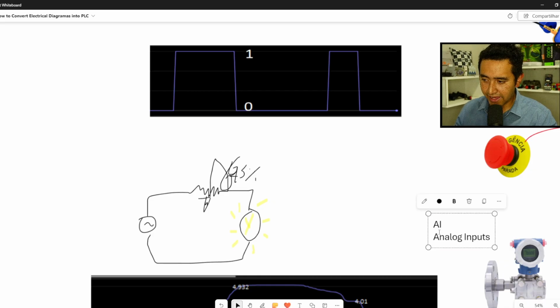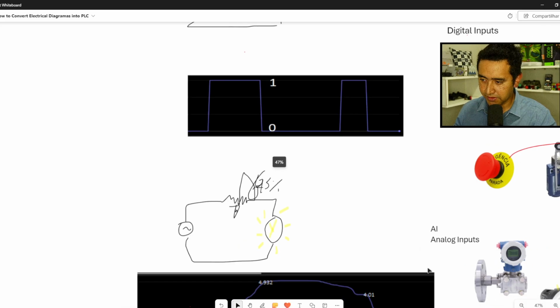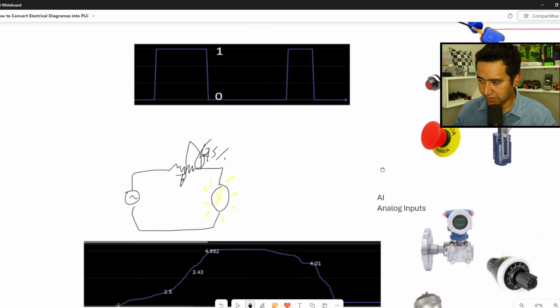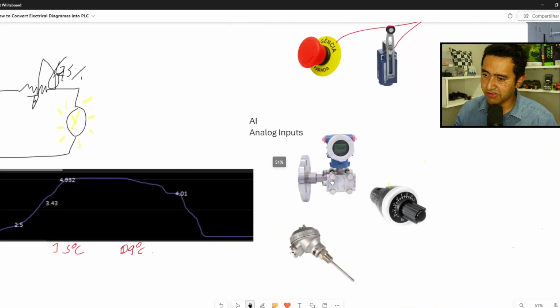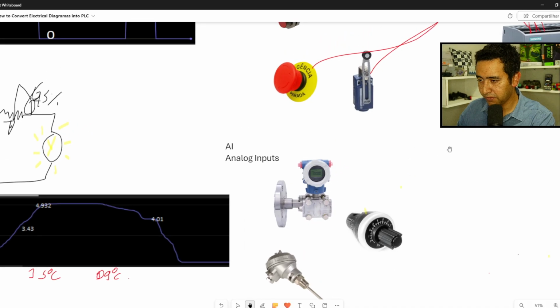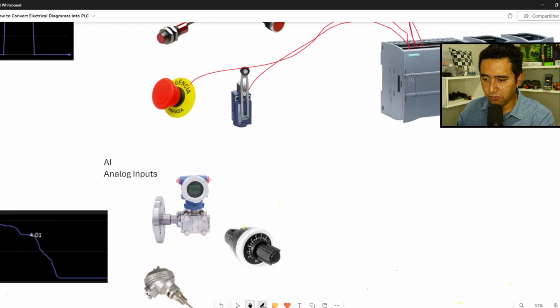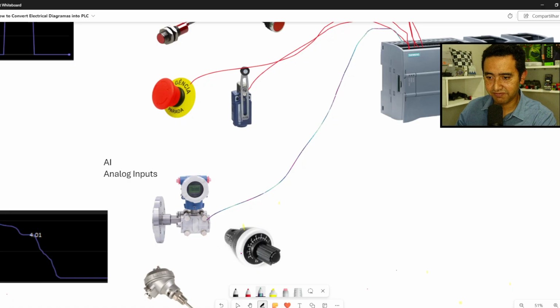Then my AIs, analog inputs. I put some examples here. We have a transmitter, a pressure transmitter. I have a PT100, which is a temperature measurement. Then I have a potentiometer. These AIs we can now wire into my PLC. That's what I will do now, wiring my AI inputs.